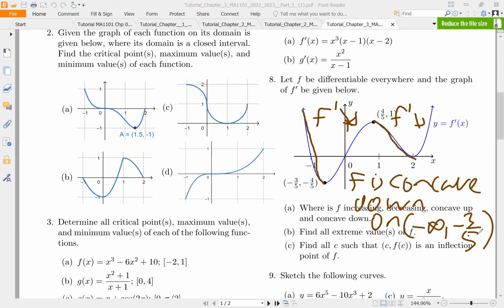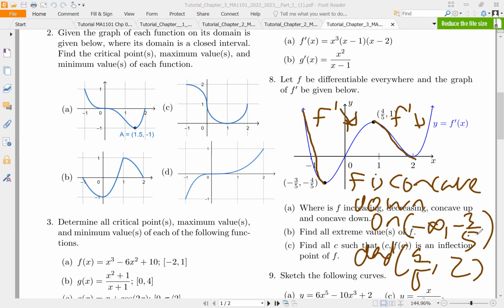Okay. Similarly, f is also concave down on the interval, let's say, 4/5 until 2. f is concave down on minus infinity until minus 3/5, and from 4/5 until 2. Okay, it's also concave down.